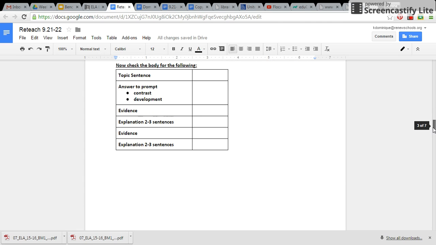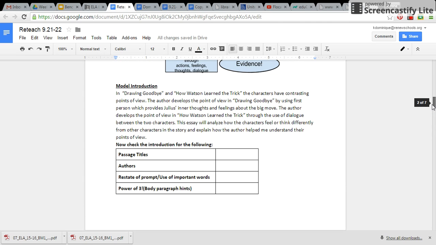If you look at my introduction paragraph, it says, in Drawing Goodbye and How Watson Learned the Trick, the characters have contrasting points of view. The author develops the points of view in Drawing Goodbye by using first person, which provides Julius's inner thoughts. I'm sorry, this is actually not correct. It does not use first person, it uses third person. So let me quickly fix that. Third person, which provides Julius's inner thoughts and feelings about the big move.